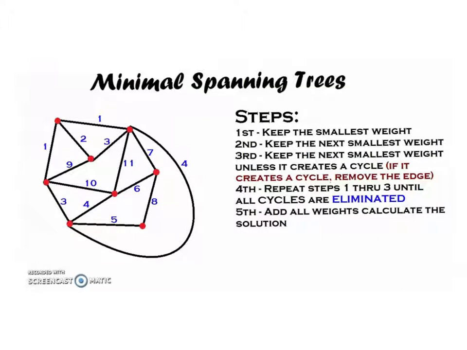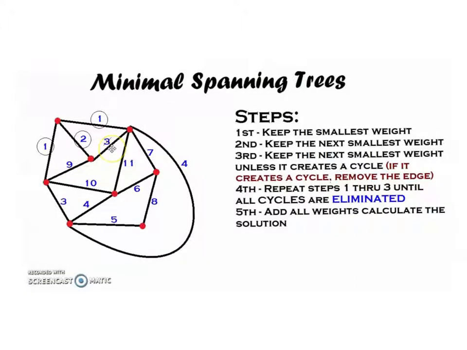So when we first identify the weights, the smallest weight in this picture is 1, so we're going to keep that one. Then we move on to the next smallest weight. Again, it's another weight of 1. We want to keep that, and notice it did not create a cycle. The next smallest is 2. So we're going to keep that because it didn't create any kind of enclosed shape.